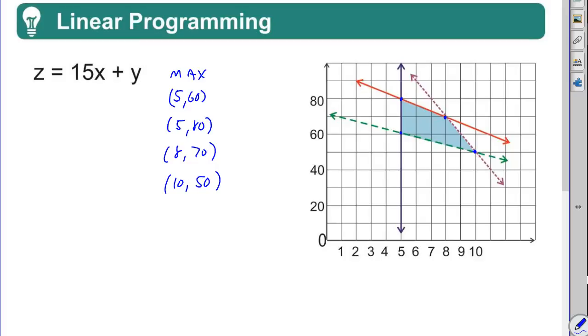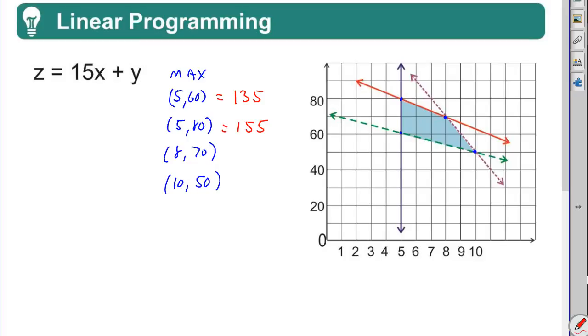Now remember, each is an x coordinate and a y coordinate, and so we simply substitute in the values, x for x and y for y, into the objective function, and we solve. All right, I'm not going to take the time to show the substitution. We should be able to do that at this point. We end up with 5 times 15 is 75 plus 60, and so the first one gives you a value of 135. Plug in the second set of coordinates, 580, and now we get a value of 155.